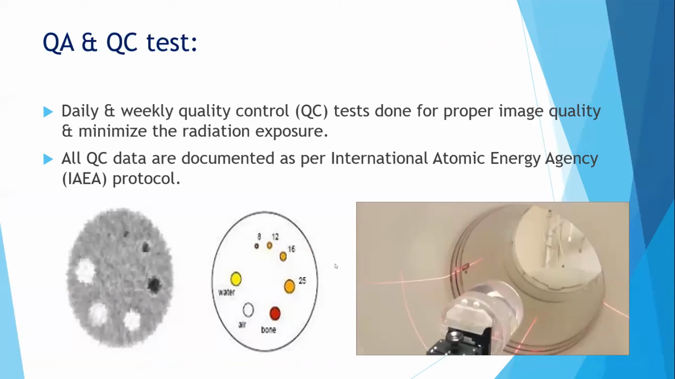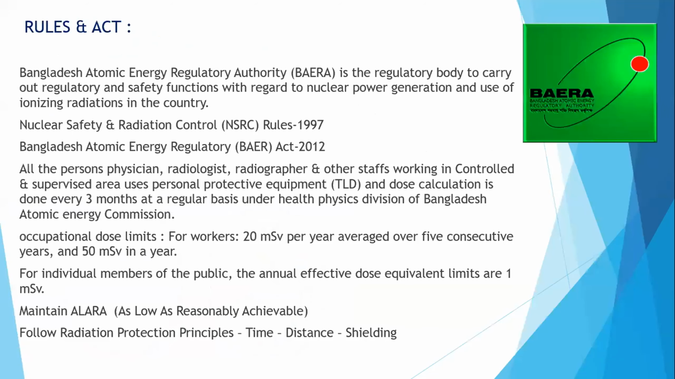All the radiation warning signs are in use. Daily quality control and QC tests are also done, and all QC data are documented as per International Atomic Energy Agency protocol. Bangladesh Atomic Energy Regulatory Authority, BAERA, is the regulatory body to carry out regulatory and safety functions, including nuclear generation and ionizing radiation. Bangladesh has nuclear safety and radiation control rules and also has the Bangladesh Atomic Energy Regulatory Act.